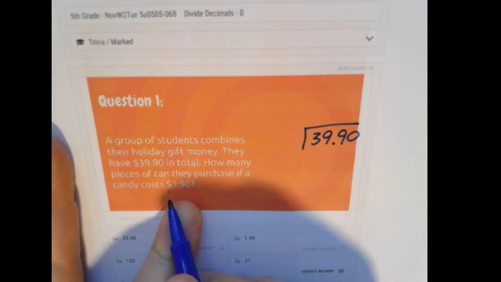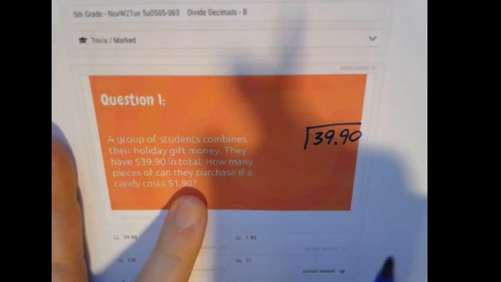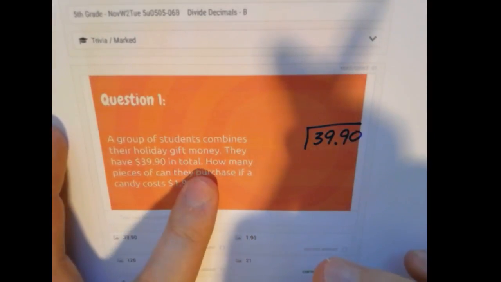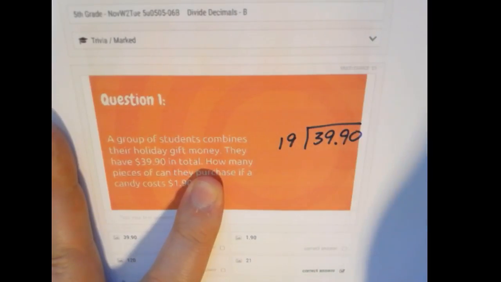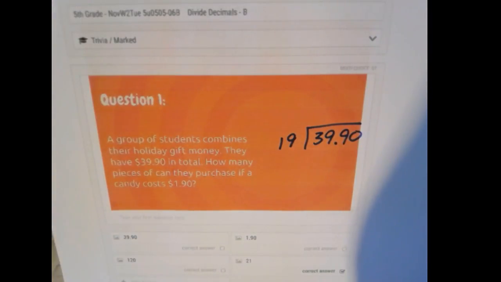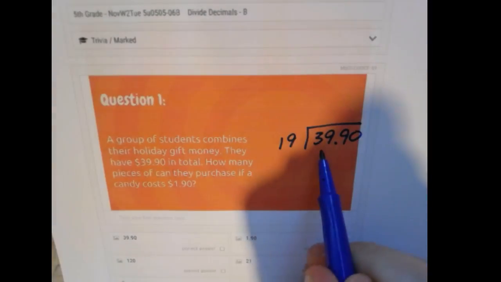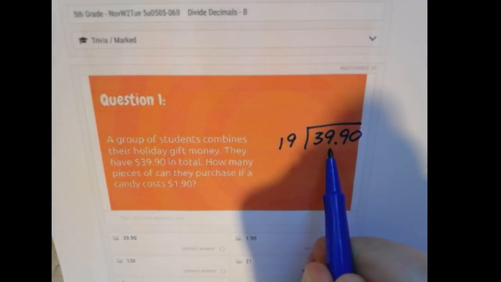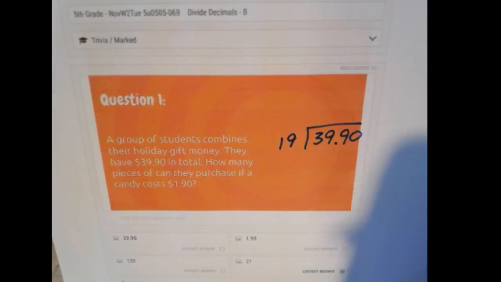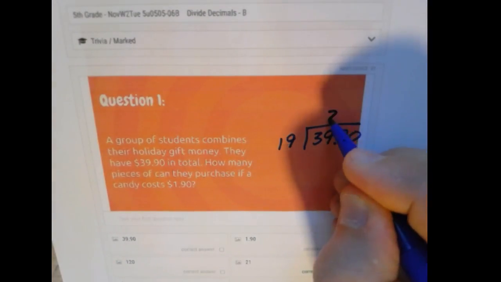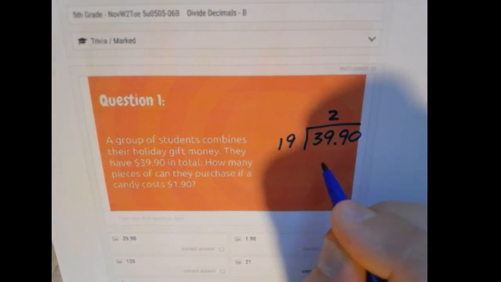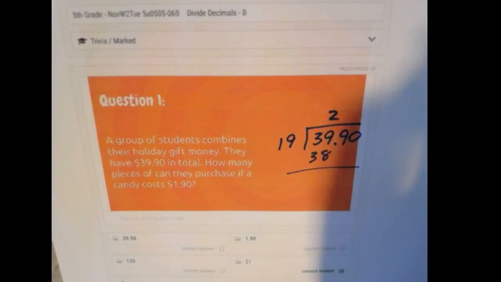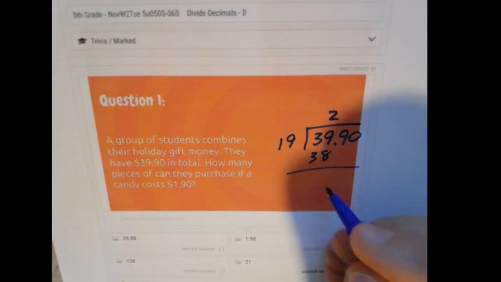Now instead of $1.90, what do you think we ought to do? What if we changed it from $1.9 into 19 and use that technique we used yesterday? So how many times does 19 fit into 39? Well, that would be 2 times, right? 2 times 19 would give us 38. Okay, now we do the difference.